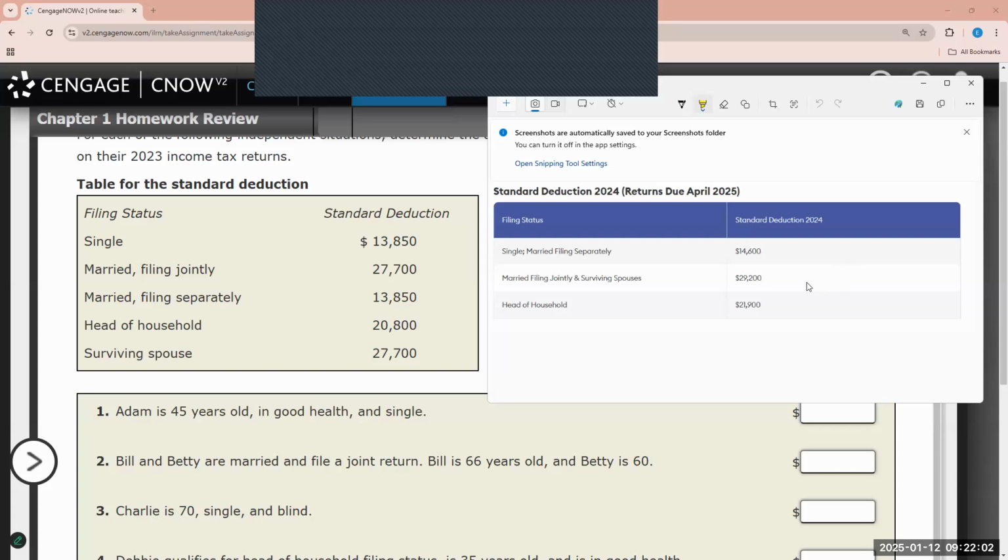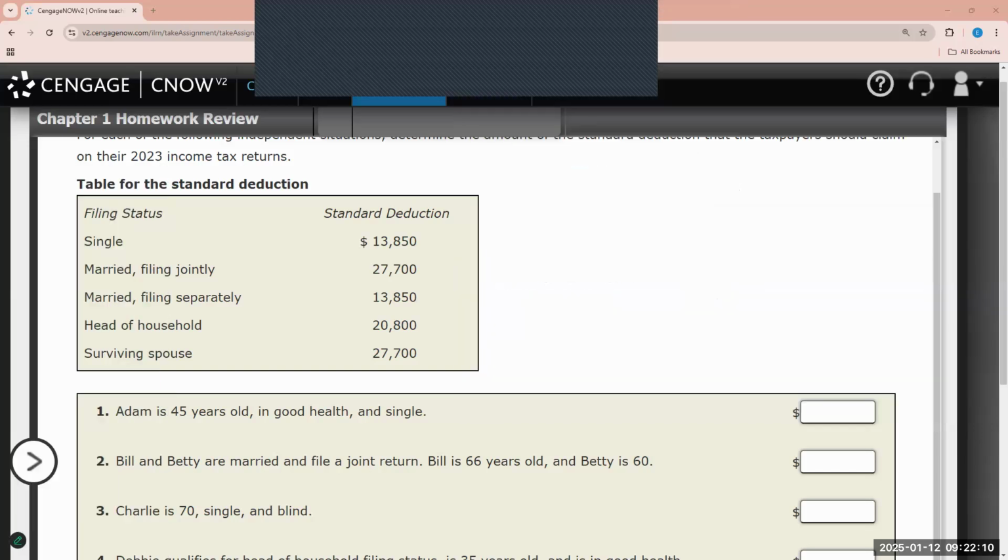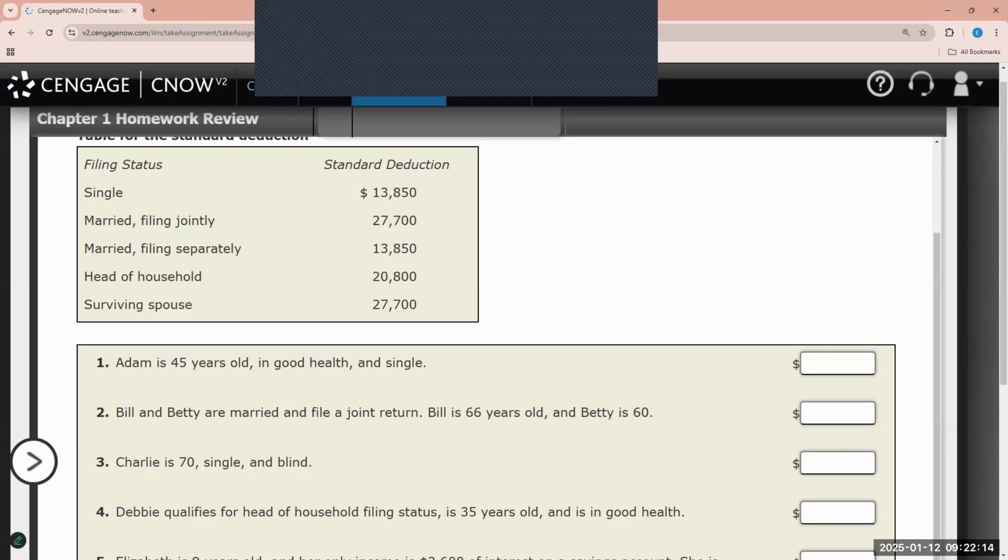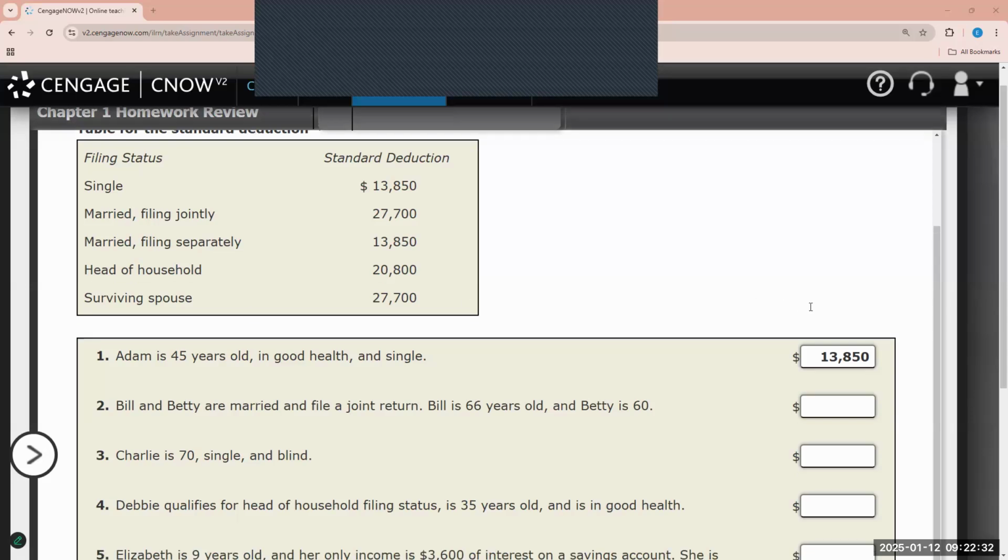And for 2024, that amount increased and is the same as a married filing joint couple. The standard deduction for 2024 is $29,200. All right, so based on this information, here it states Adam is 45 years old, in good health, and single. So based on this fact pattern, for 2023, Adam's standard deduction would be $13,850. If we're looking at 2024, it would be $14,600.